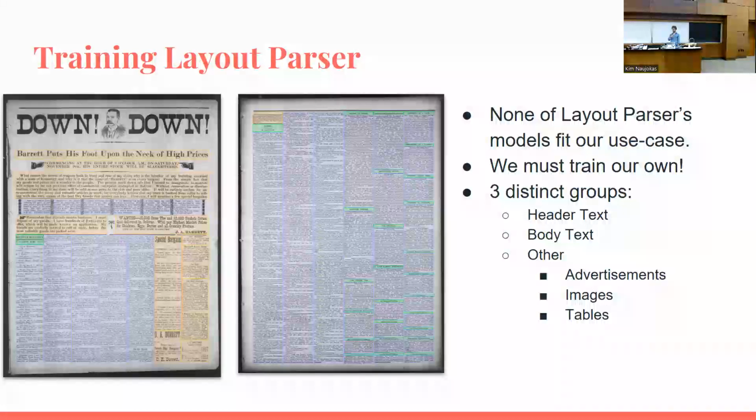And how we decided to detect the layout of these papers is that the green boxes are the header text. So those are like article titles and such. The blue text are the actual stories themselves, or the body text. And the yellow boxes are some other kind of text, such as advertisements, images, or tables. And for our research, we're not concerned too much with the other category. We really just want to analyze the headers and the body text for our research question.